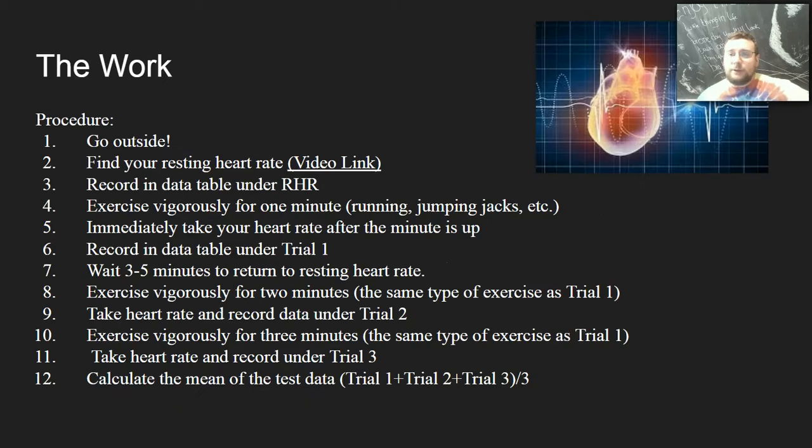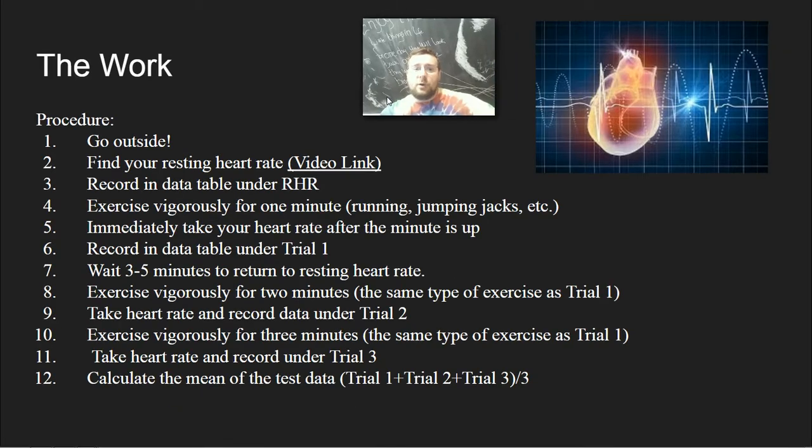Now, the work that I want you guys to do is to actually go outside and find your resting heart rate. If you do not know how to do that, there's a link on the instructions that you can click on that will teach you how to do that. Now, record that resting heart rate on the data table and then exercise vigorously for 1 minute doing something like a jumping jack or running or a burpee, and then immediately take your heart rate again using the same method as before. Record that number on your trial 1 space of your data table.